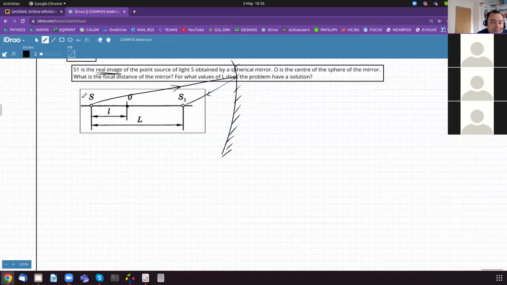Now we have a formula for the mirror. So 1 divided by the distance to the object plus 1 divided by the distance to the image is equal to 1 divided by the focal distance.